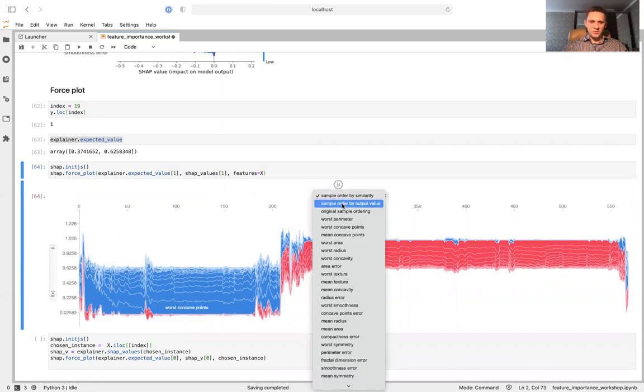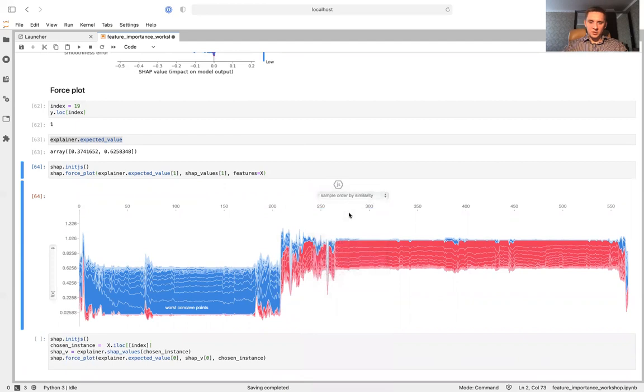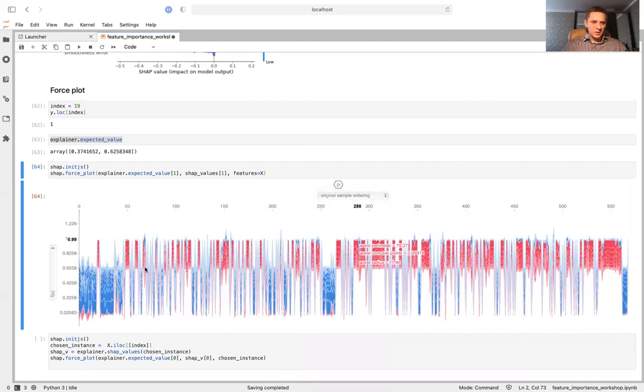So it generates a great plot which shows how our features voted for each sample. If you, for example, sort them by original sample ordering, you can take a look that, in this case, we generated the probability of class being equal to 0.08, and actually all features like area error, mean concave points, worst area, worst perimeter, worst concave points were responsible for voting for 0 class, like decreasing the probability of 1, and only worst texture was responsible for voting for the probability of 1.